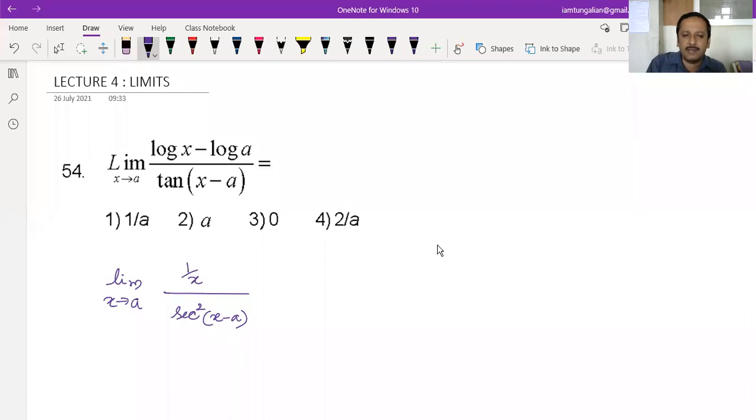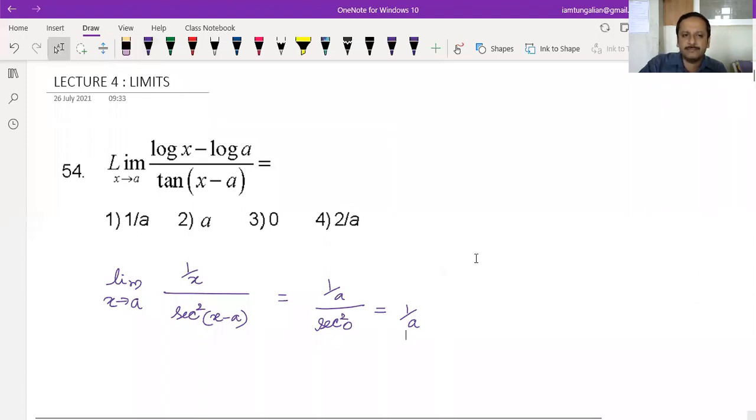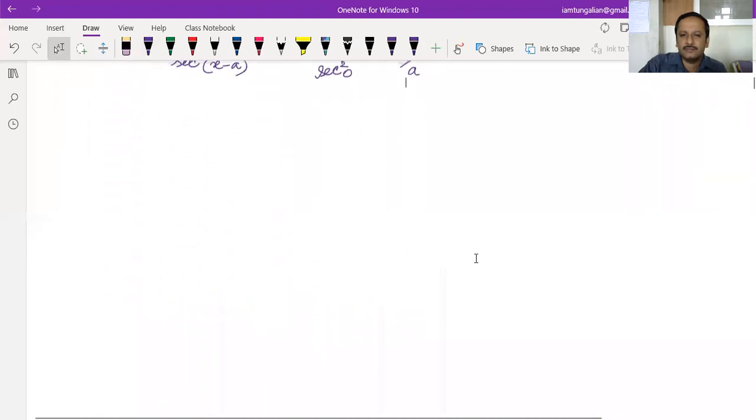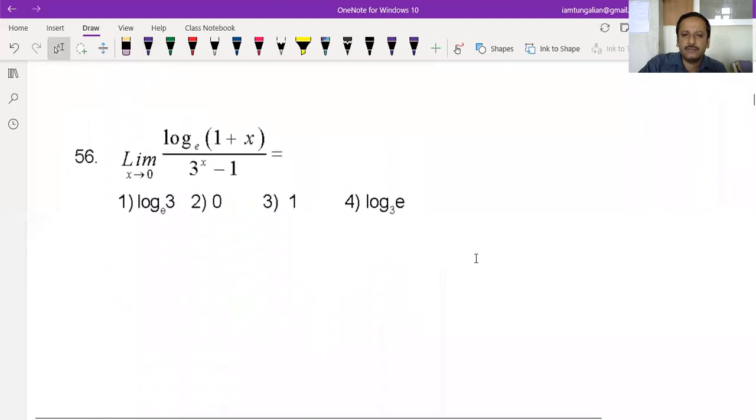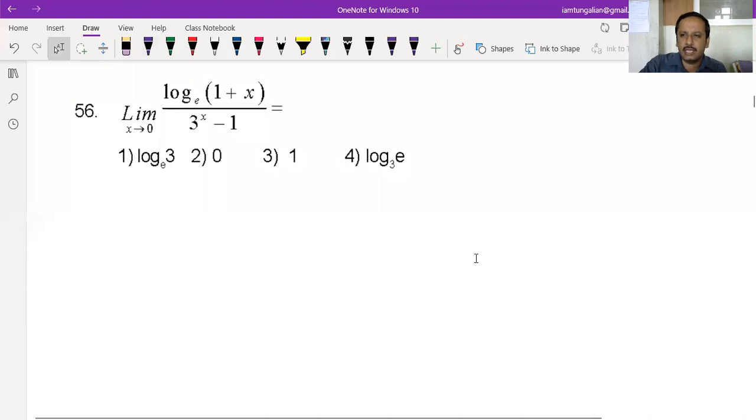Okay. Apply the limit. Put x equal to a. We get 1 by a divided by sec² 0. Sec² 0 is 1. So the answer is 1 by a, which is the first option. Okay. Next question.